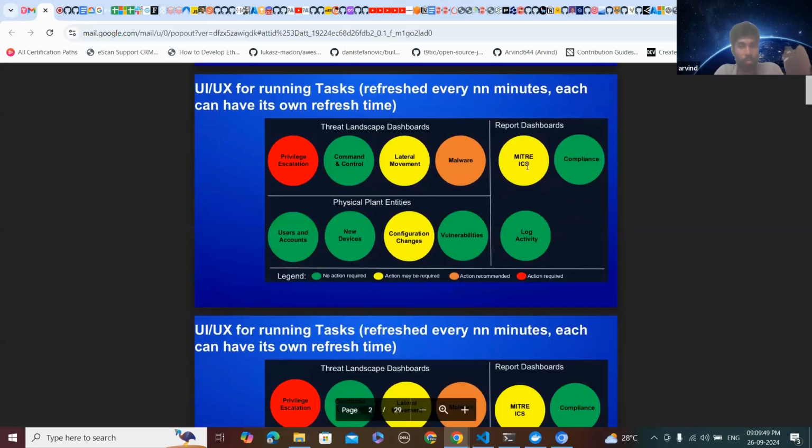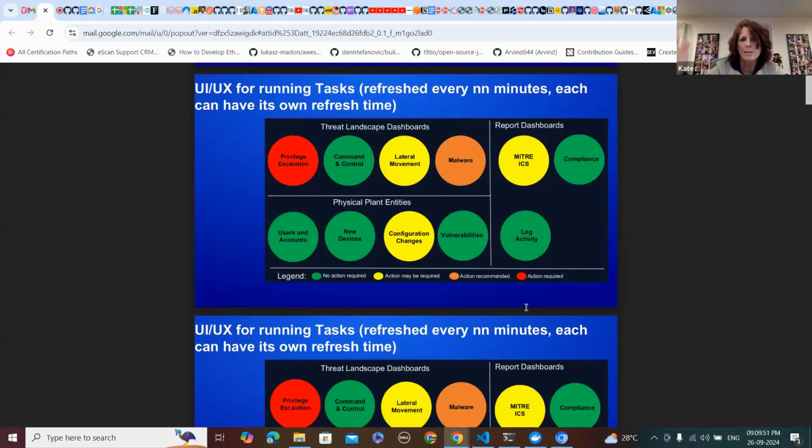So that's why you see those boxes: the privilege escalation, command and control, lateral movement, and malware. On the right hand side were the dashboards. MITRE is a wonderful framework and something that I think we can continue to build on.